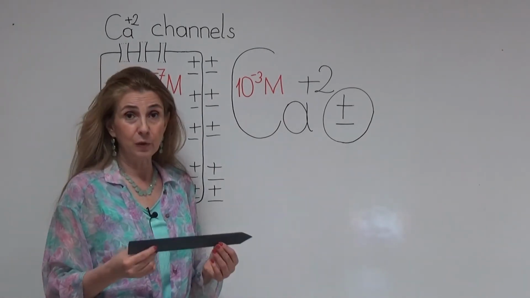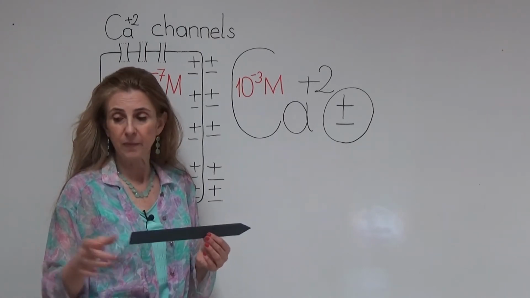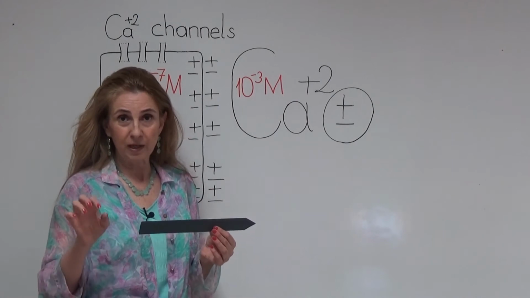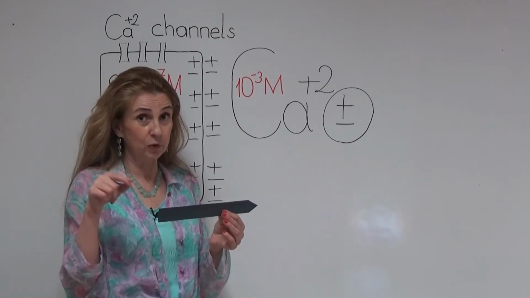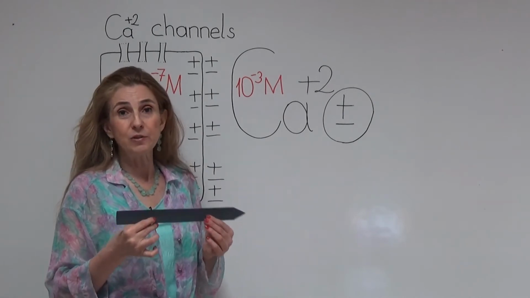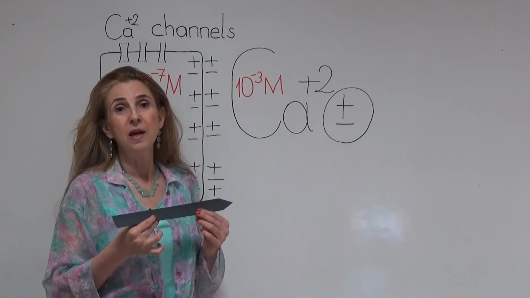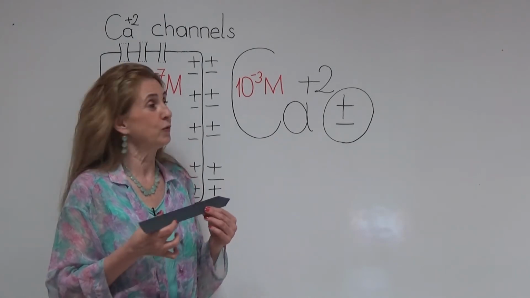I also have a color coding. Black is showing the chemical force. Yellow will show the electrical force that this chemical force is going to produce, and the green is going to show the net electrochemical force, the sum of the black and yellow.